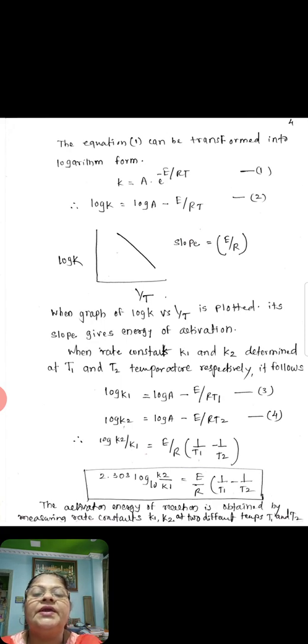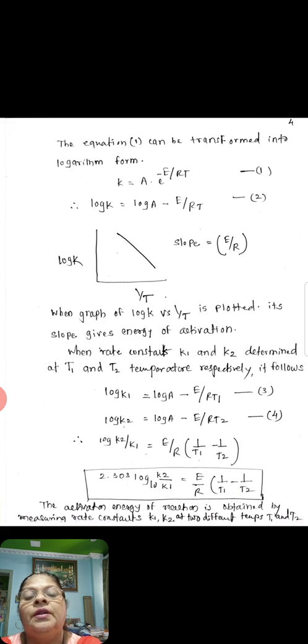If you plot the graph, this is the nature of the graph of k equal to A into e raised to minus Ea upon RT. The above equation transforms into the form y is equal to mx plus c. Taking logarithm on both sides, log k is equal to log A minus Ea upon RT. So you plot the graph of log k versus 1 upon T.